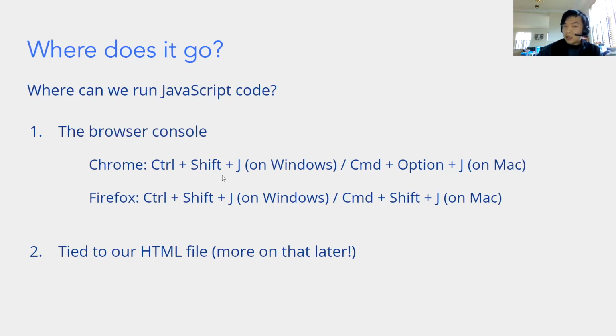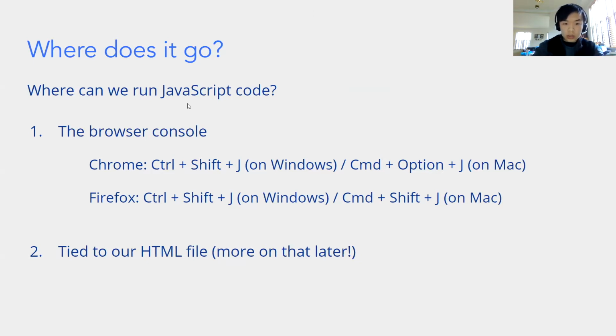So since it is a programming language and there is this degree of code, where does that actually go? Where can we run it? One option is what we call the browser console. You can try out these keyboard shortcuts on your own browser. Just pull up any website and press the corresponding shortcut.